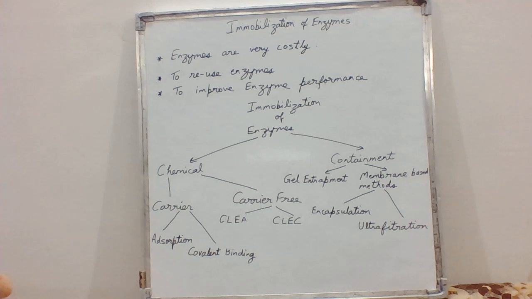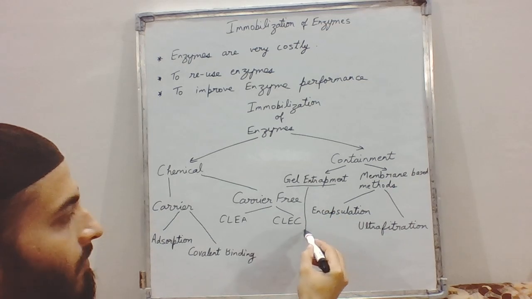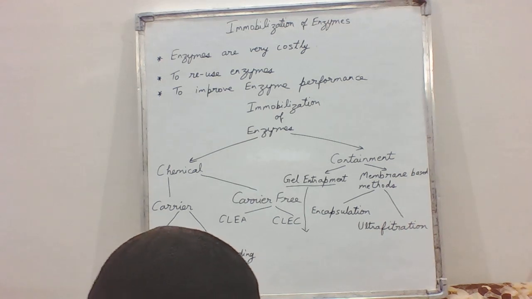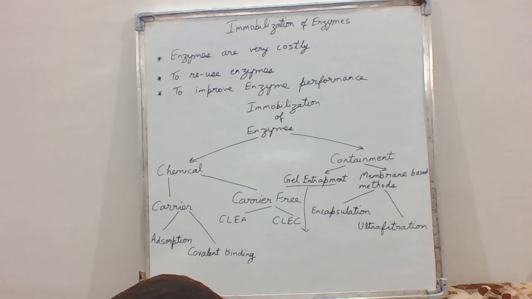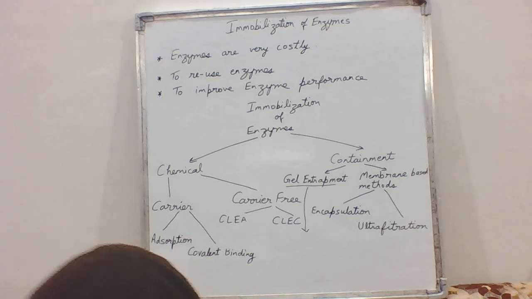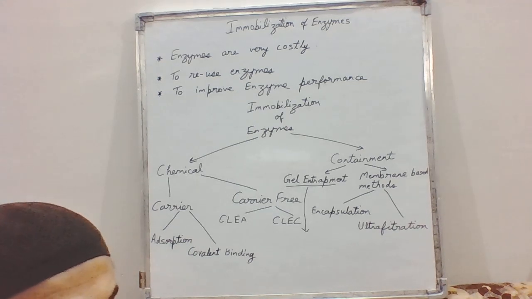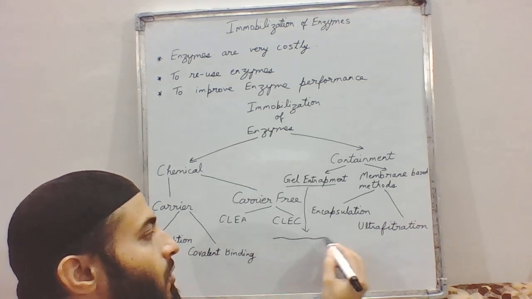In the containment method, the first one is the gel entrapment method. In the gel entrapment method, as the name suggests, we have a gel. And what is a gel? It is a polymer. Most popular polymers used are alginate, polyacrylamide, polyurethane, polyvinyl alcohol, kappa carrageenan, etc. Such polymers are used which have gelling property, and the enzymes are mixed during the gelation process of these polymers, so that the enzymes get entrapped within the fibers of the polymer matrix.